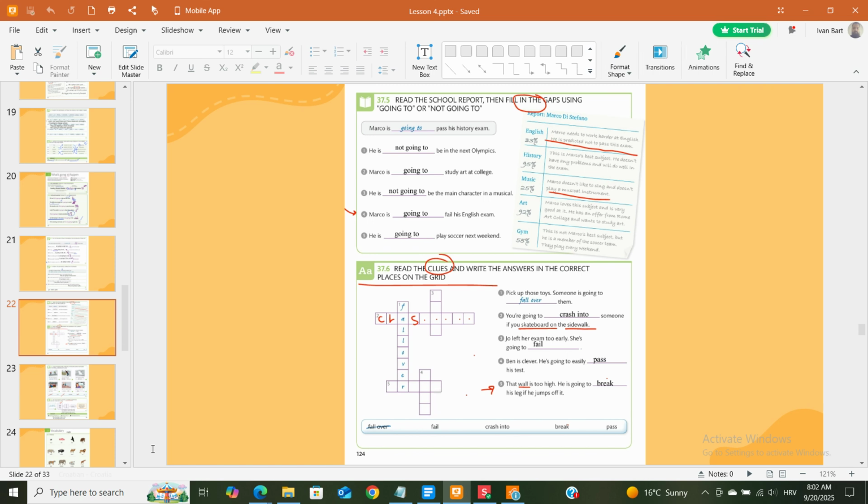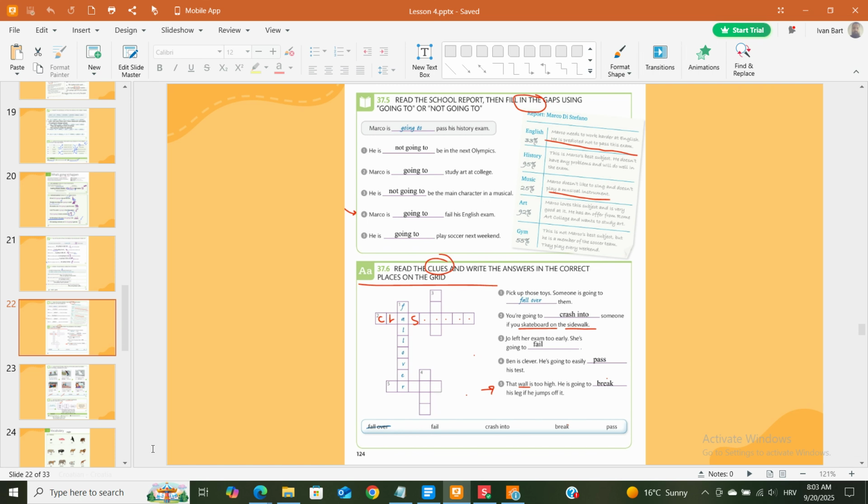Fall over. Oh, pick up those toys. Someone is going to fall over them. You're going to crash into someone if you skateboard on the sidewalk.